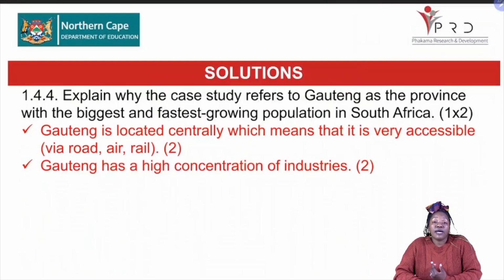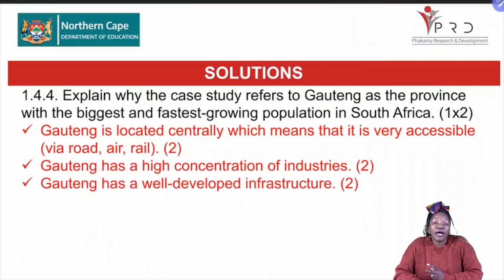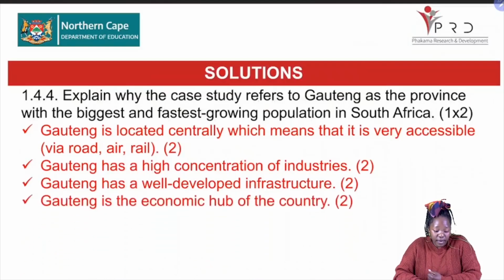And also, Gauteng is known as the province with highly concentrated industries. So therefore, people are coming there in search of jobs. And also, Gauteng is well developed in terms of infrastructure amongst the provinces in South Africa.